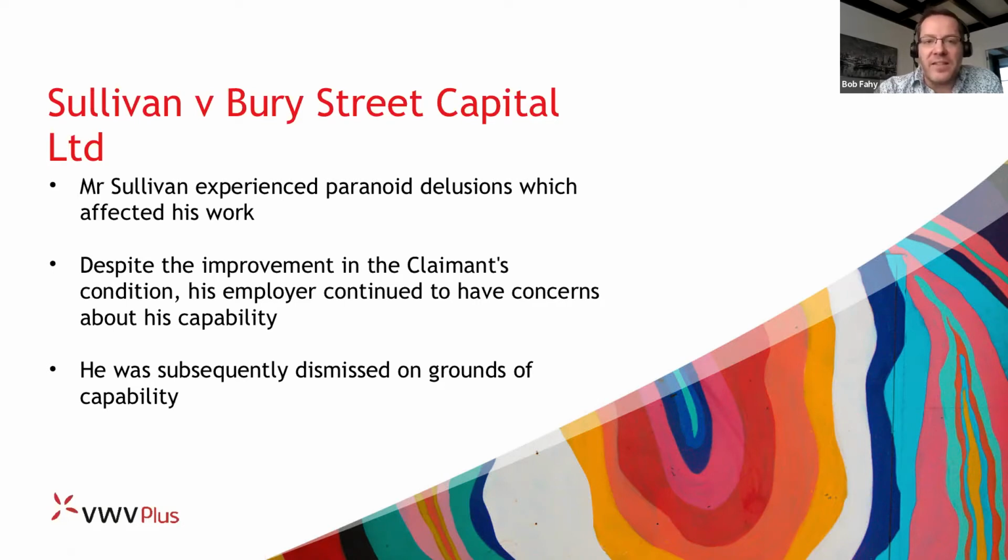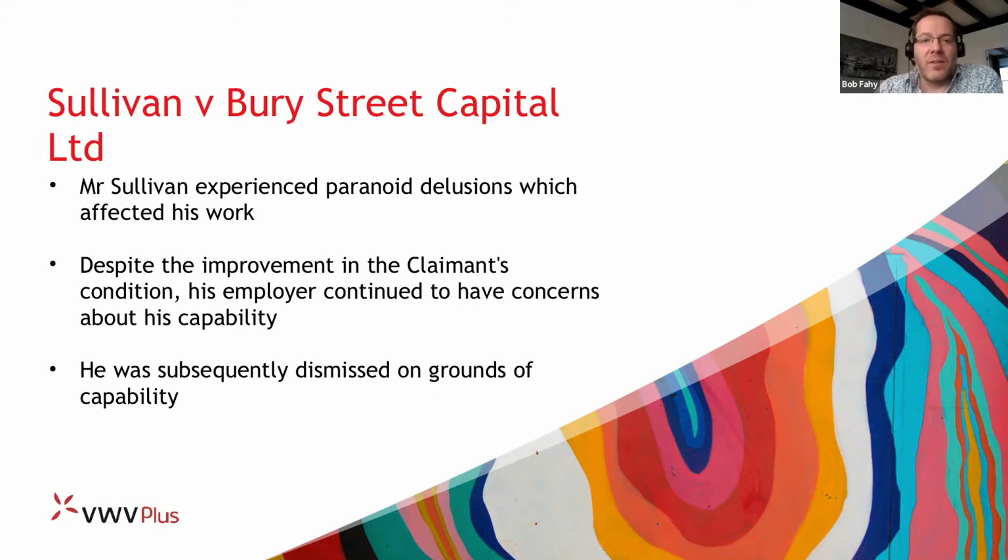So Mr. Sulivan was a senior sales executive. He was employed by the respondent employer since 2009, and his employers relatively early on identified concerns with his timekeeping and his attitude. I mean, that seems to have been an issue from the start of his employment, really. After a number of years, in May 2013, he unfortunately began experiencing paranoid delusions that he was being tracked and monitored by a Russian gang. And these delusions did affect his work, in particular his timekeeping and attendance.